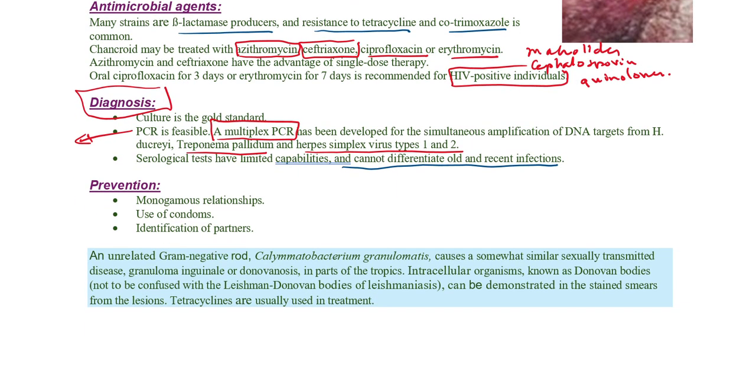Prevention of such chancroid is through monogamous relationships, use of condoms, which are very effective, and along with identification of partners and treatment, because as we have mentioned, female patients might be asymptomatic at all.